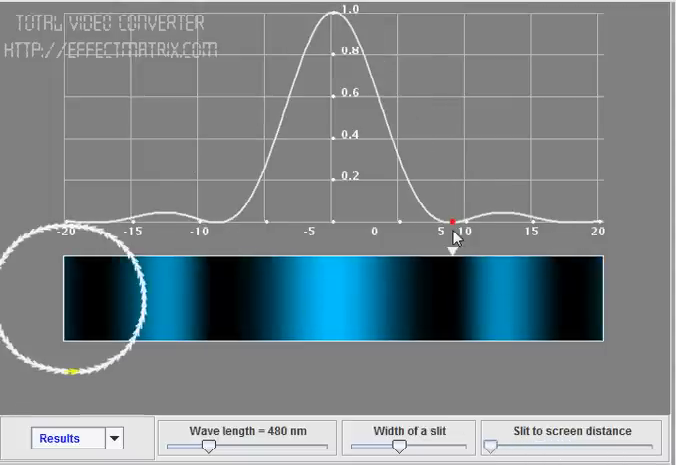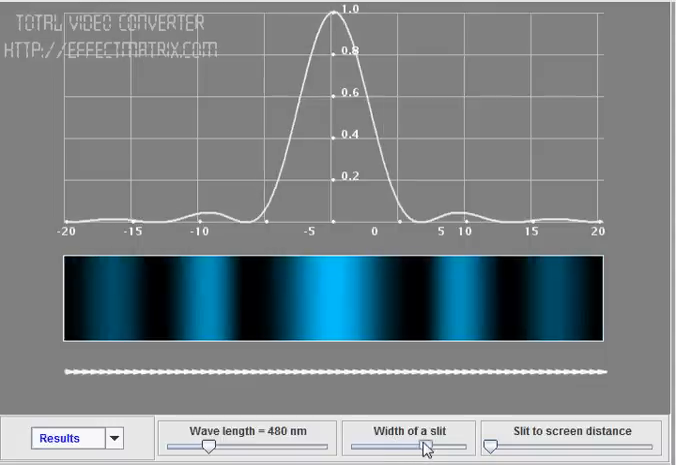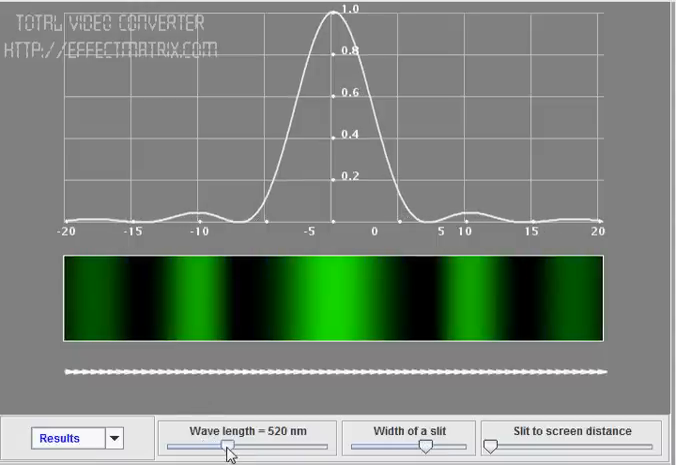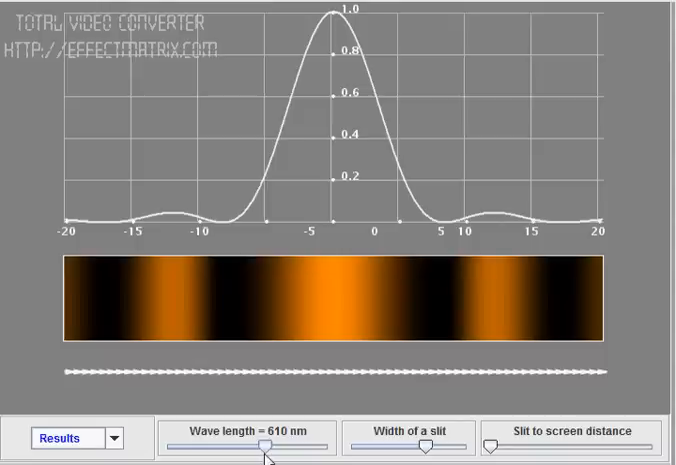So you can infer from here, if the slit to screen distance decreases, then the width of the central maxima decreases, right? If the width of the slit increases, then the width of the central maxima decreases. If the wavelength of light increases, again the width increases. These are the results of the diffraction.